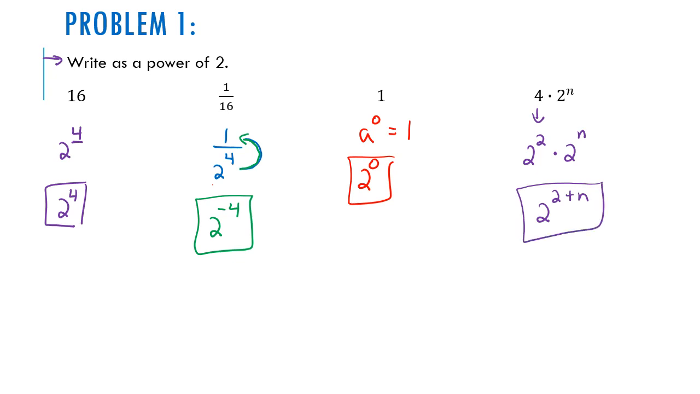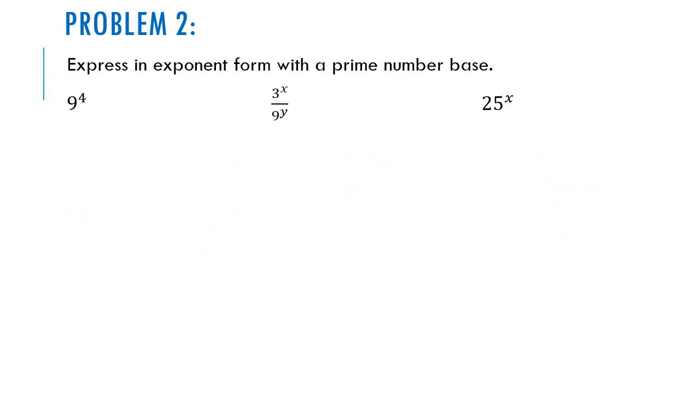Okay, moving on to another one. So this one says express an exponent in the form of a prime number base. So remember, a prime number is a number that's only divisible by 1 and itself. So currently I have 9 to the fourth. A prime number that I could rewrite 9 as would be 3. I know 3 squared is really 9. So 3 squared is just another way to write the number 9.